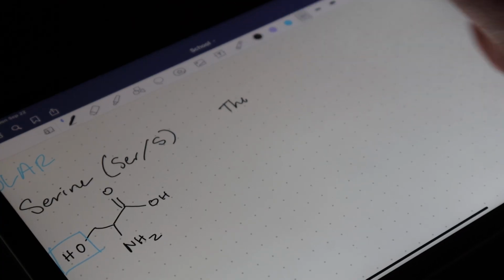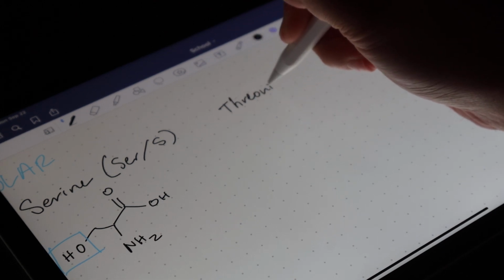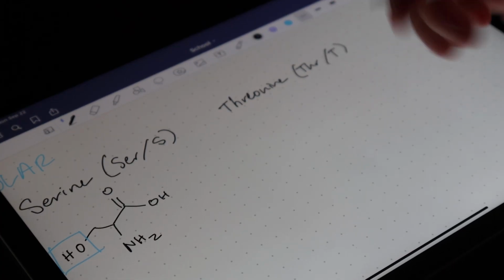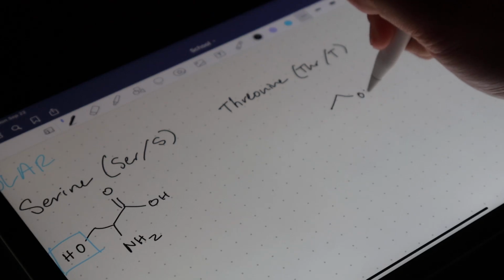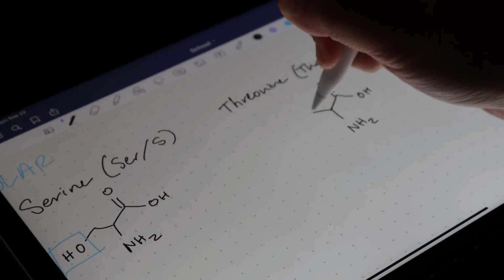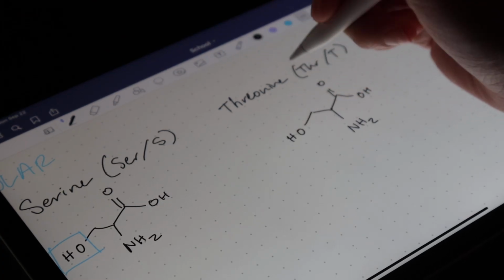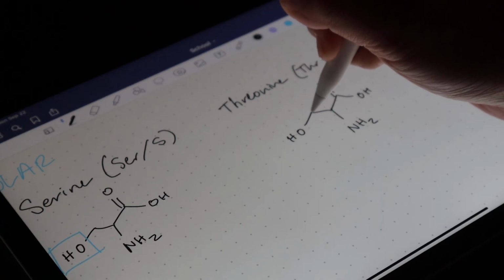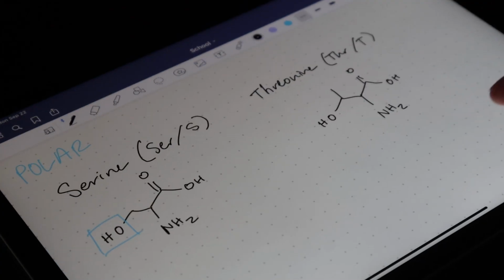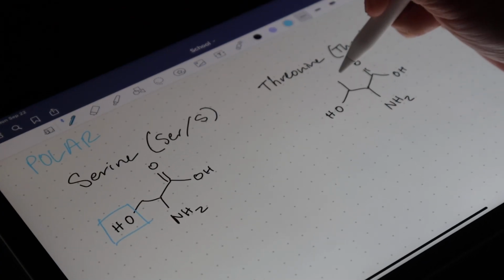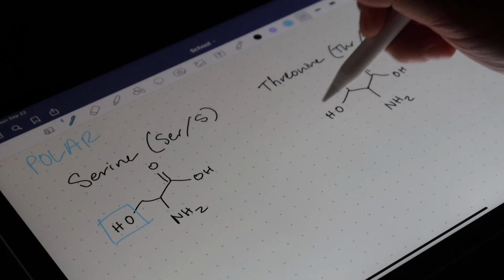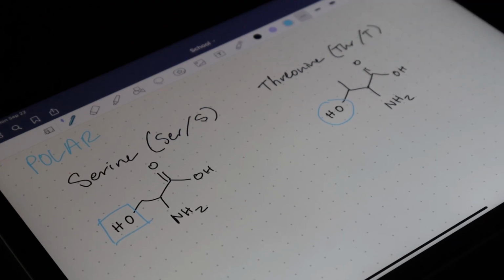Then we have threonine, which is THR or T. And this one's pretty similar to our serine, carbon and an OH, but there's an additional methyl there. Super similar. And even though we still are sort of forming what looks like a carbon chain, this oxygen's still going to be quite polar.